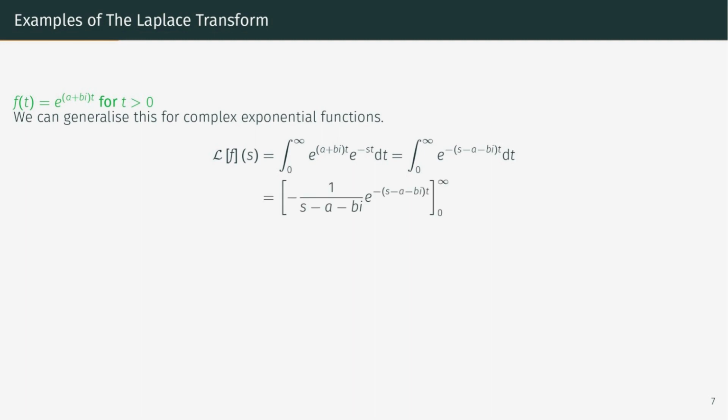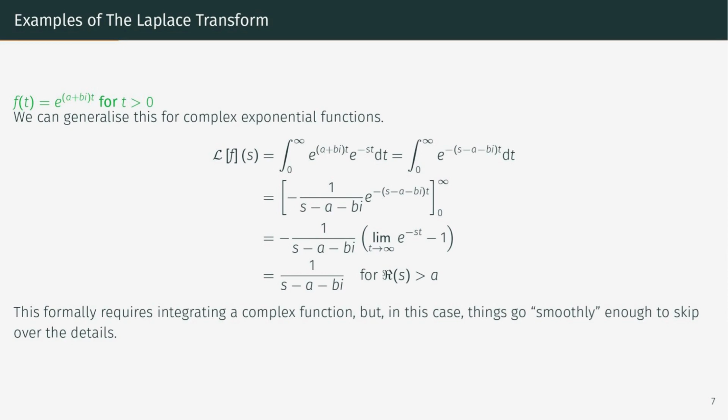Evaluating the integral, we can see that this becomes negative 1 over s minus a minus bi times e to the negative s minus a minus bi, all times t, from 0 to infinity. Then applying the boundaries gives us negative 1 over s minus a minus bi times the limit as t goes to infinity of e to the negative st minus 1.